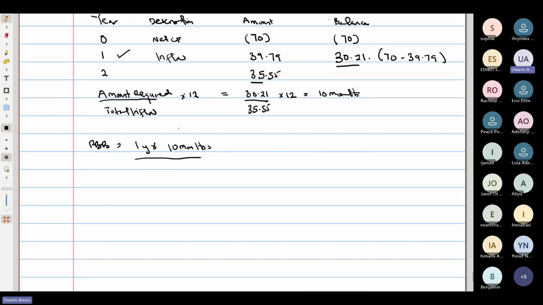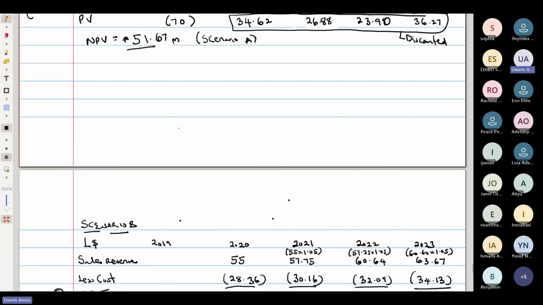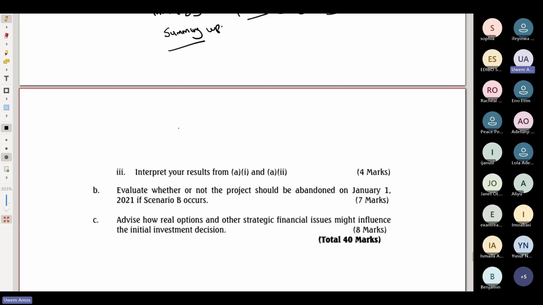So what next? We have a final part of our question, so we can round up, and then we can take general questions on investment appraisal. Okay, so we have done A, B. So we'll do C. We'll do B, and then we'll leave the C quiz part out as the theoretical part for when we do real options.